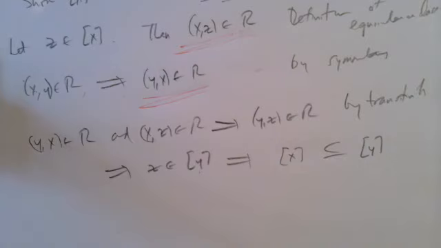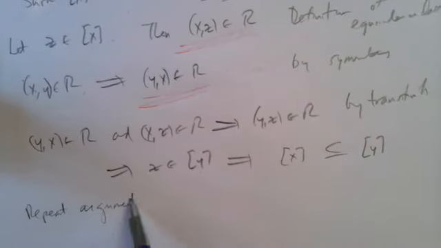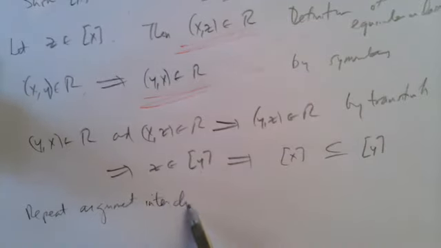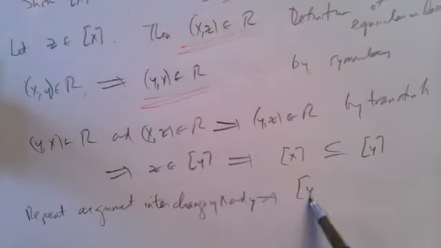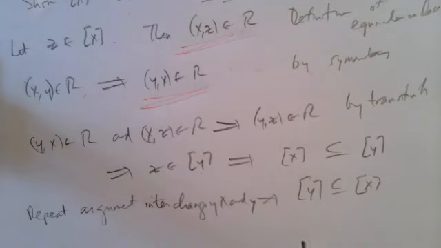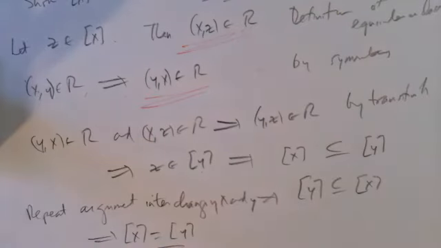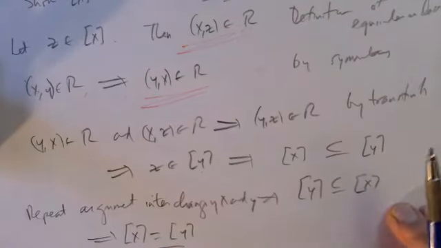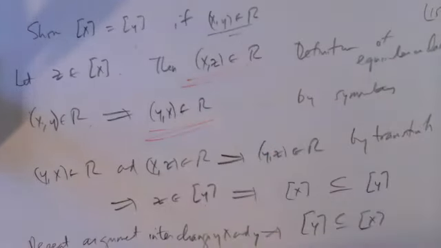And I can repeat this argument, interchanging X and Y, which gives the equivalence class of Y is contained in the equivalence class of X. And the definition of equality of sets is two sets are equal if each is contained in the other. So the equivalence class of X equals the equivalence class of Y. So this proves that if X and Y are related, their equivalence classes are equal.